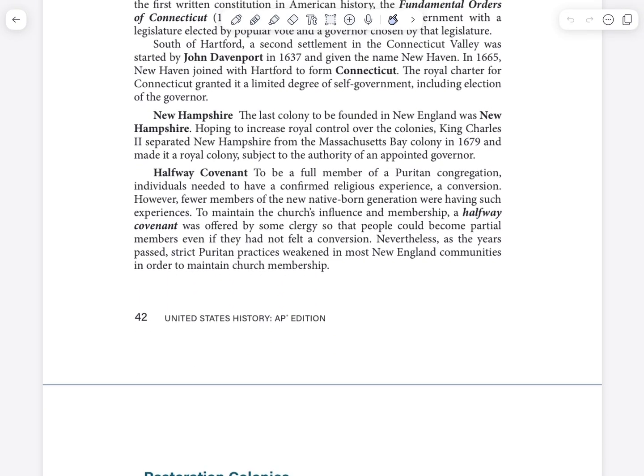Halfway Covenant. To be a full member of a Puritan congregation, individuals needed to have a confirmed religious experience, a conversion. However, fewer members of the new native-born generation were having such experiences. To maintain the church's influence and membership, a halfway covenant was offered by some clergy so that people could become partial members even if they had not felt a conversion. Nevertheless, as the years passed, strict Puritan practices weakened in most New England communities in order to maintain church membership.